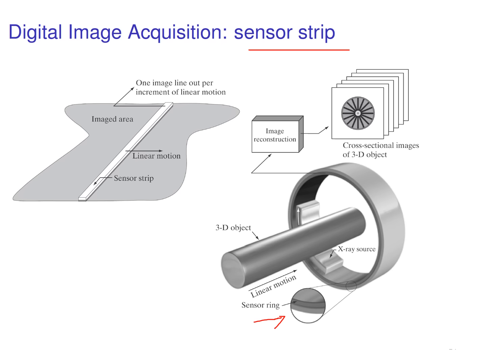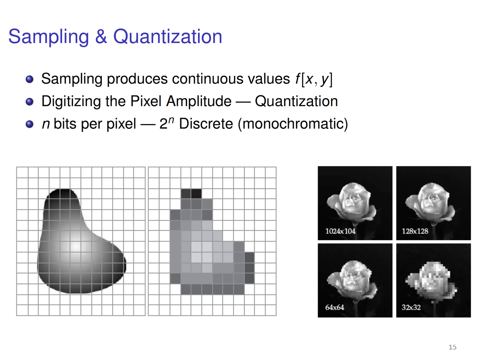Right? And that's the sensor strip. So you have either this one or the one that we described before in order to acquire an image. All right, are we good with this? Fine. Let me now talk about sampling, and I know that we touched base on it in the last lecture.